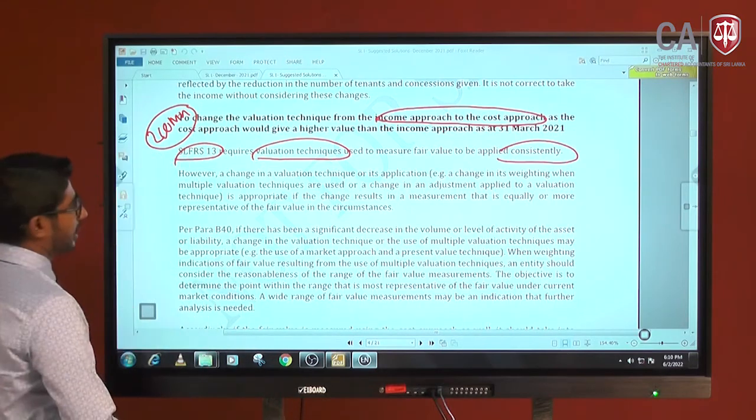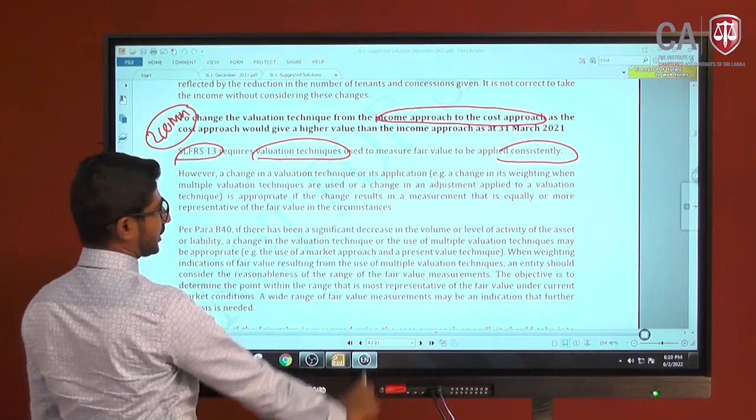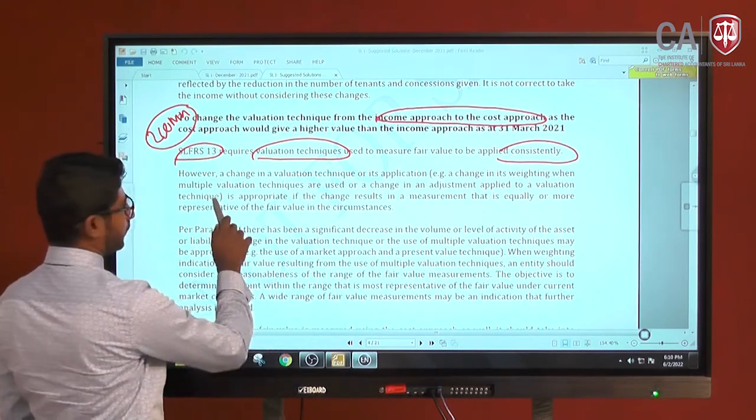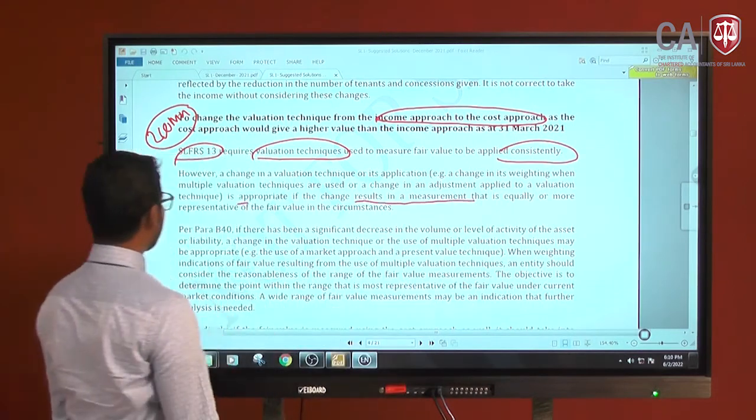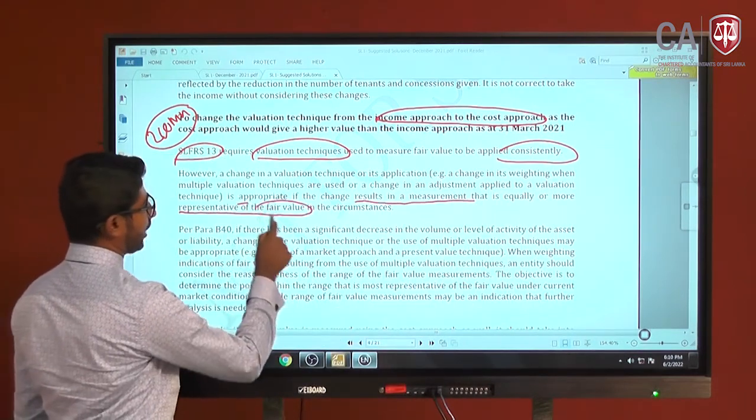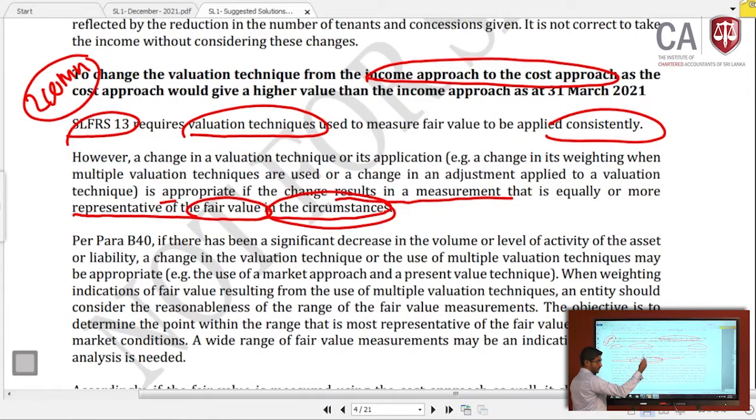We'll read. However, a change in valuation techniques and its application is appropriate if the change results in a measurement that is equally or more representative of the fair value in the circumstances. Let's say it becomes more reliable after you make this change, then of course you can proceed with the technique change, right?